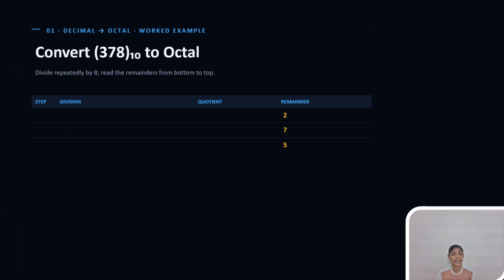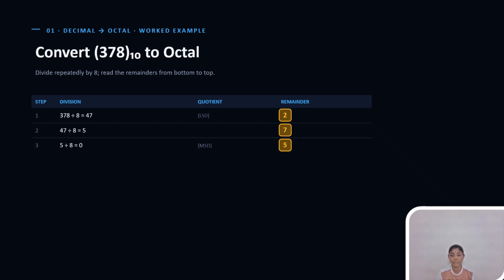Next, check how to convert a decimal number to an octal number. The procedure is the same. You have to divide the decimal number by the destination base. What is the destination base? It is 8. So 378 divided by 8 is 47 and the remainder is 2. In the next step, 47 should be divided by 8. 8 fives are 40. The remainder is 7. The next quotient is 5 divided by 8, which is indivisible. So the quotient is 0 and the remainder is 5.